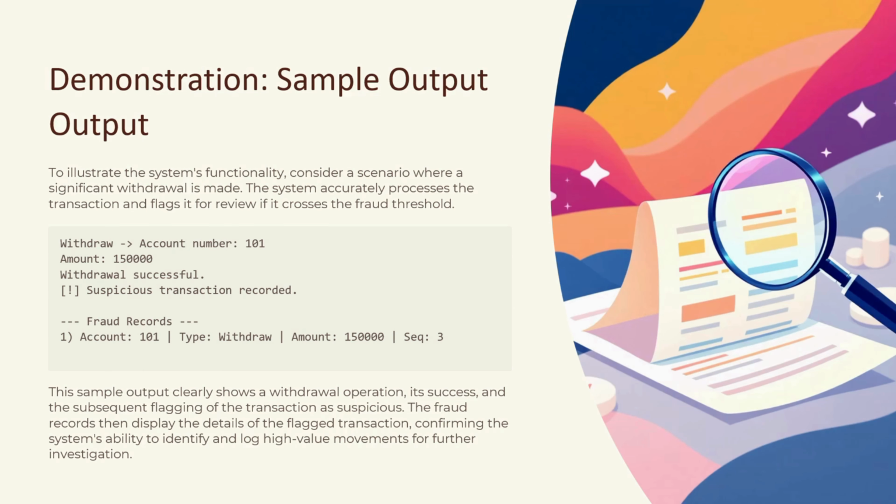In this slide, it shows an actual sample output of our program. A withdrawal of 150,000 triggers the fraud detection mechanism because it exceeds the threshold. As shown here, the system both processes the transaction and flags it as suspicious. The fraud records section then displays detailed information about the flagged transactions.